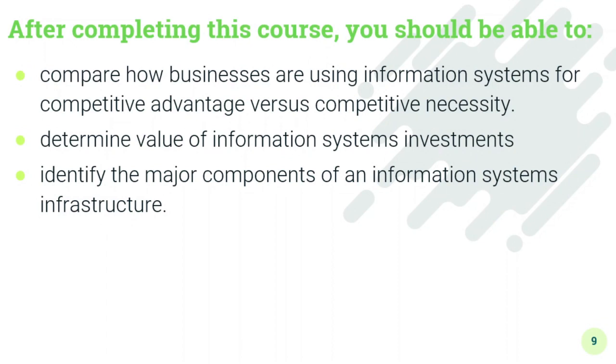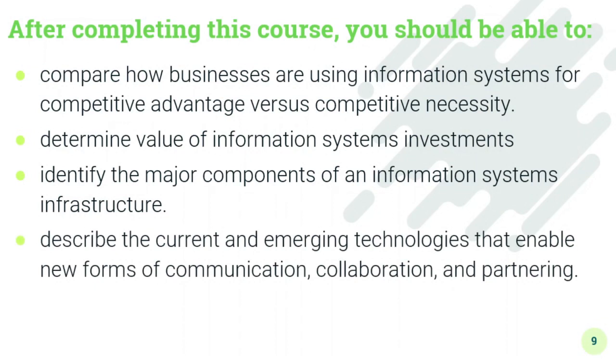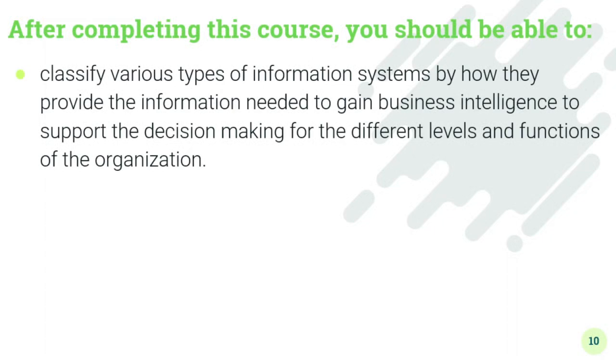Now, at the end of the course on the fundamentals of IS, you'd be able to identify the major components of the information systems infrastructure. Okay? Identify. You'd be able to describe the current and emerging technologies that enable new forms of communication, collaboration, and partnering. So we'll be talking about different forms of communication, collaboration, and partnering in the field of information systems and technology. Okay, so we'll be going in that direction. At the end of this course, you should be able to classify various types of information systems. There are many kinds of information systems, and they can provide information so that your business can gain intelligence and support the decision-making process for the different levels and functions within the organization.